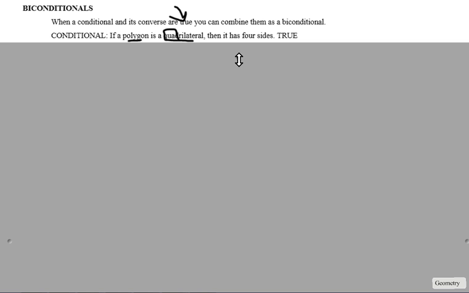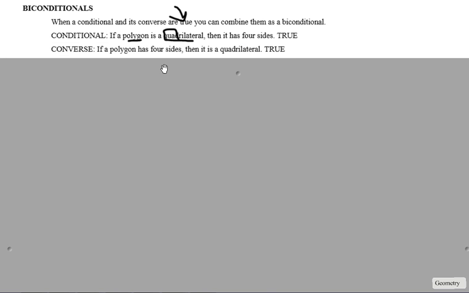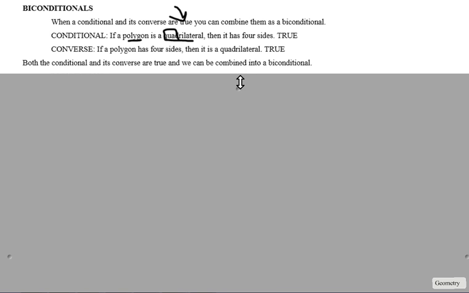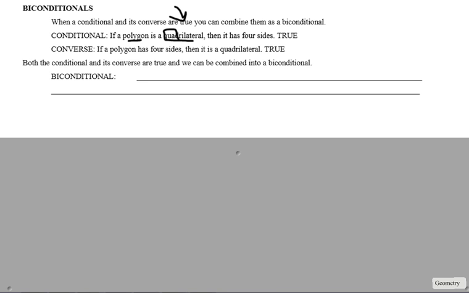All right, now let's take the converse of that. So we're going to flip that. So we want, if a polygon has 4 sides, then it is a quadrilateral. Okay, so let's talk about that. The term for a polygon with 4 sides is a quadrilateral. So this is also true. When these are both true, you can combine them into a biconditional.